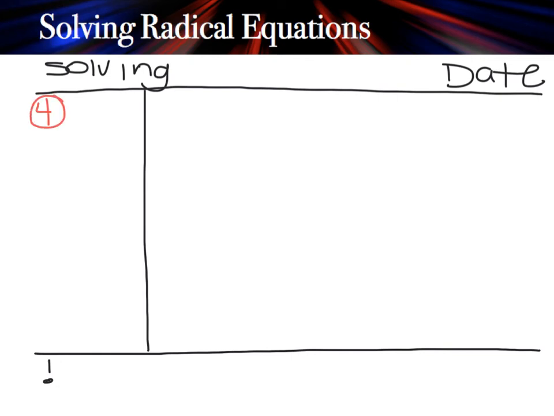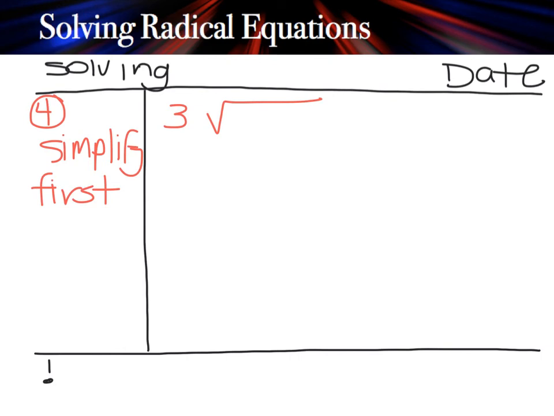For problem number 4, we're going to make sure that we simplify first. So the problem is 3 cube root of x plus 3 equals 15. So I'm going to go ahead and solve and get the radical by itself.